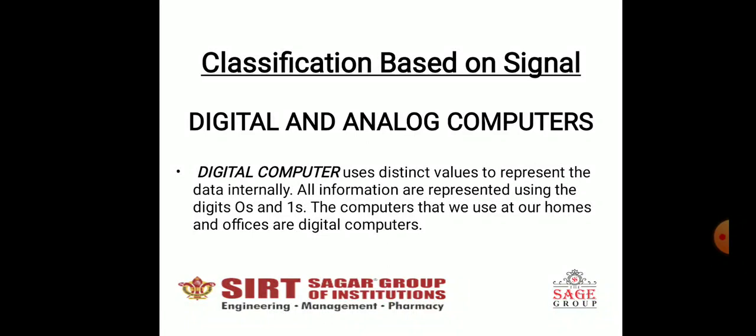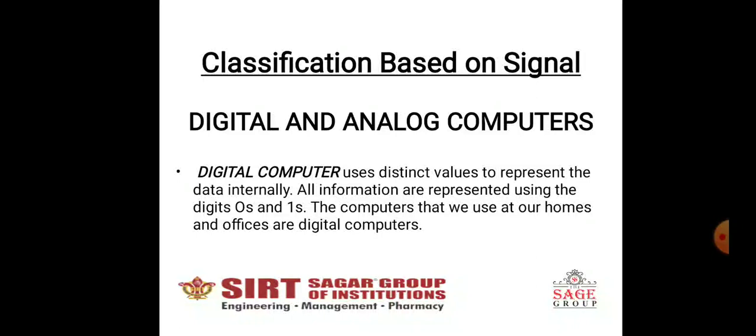Now the next one is the classification of computer. We can classify computers based on signals, based on purpose, and based on size and speed. Firstly I will discuss the classification based on signals. There are three types of computer: digital, analog, and hybrid computer. The hybrid computer is a combination of digital computers and analog computers. This is the hybrid computer.